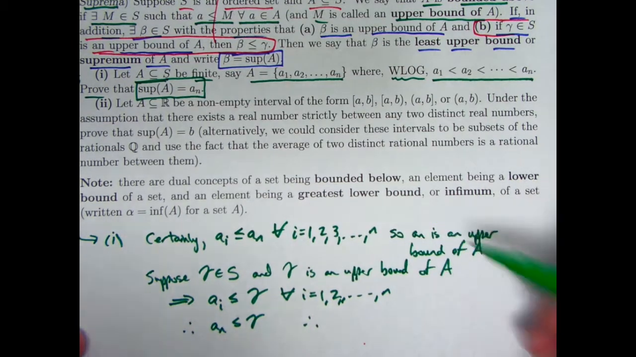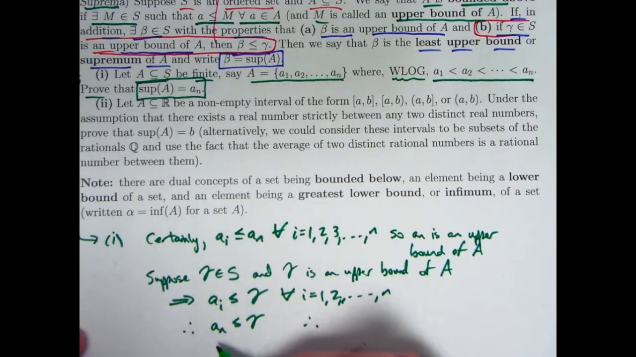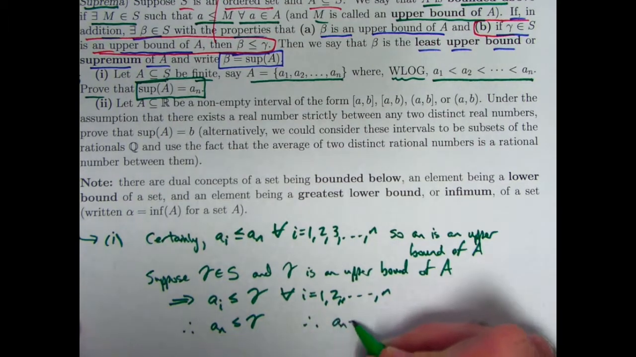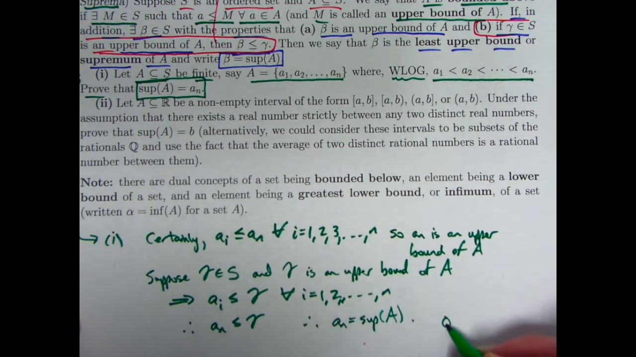AN is an upper bound of capital A, and any other upper bound satisfies the condition that AN is less than or equal to that other upper bound. Therefore, AN is the sup of A. And we're done.